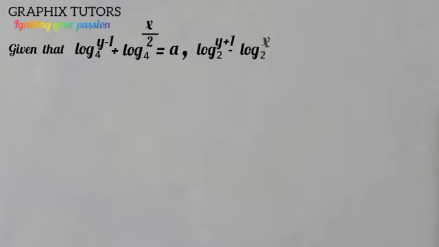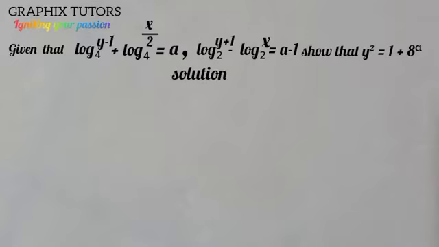If you look at the front of your screen, there's a question that is displayed that is based on logarithm. And the question goes like this. It says, given log (y minus 1) to base 4 plus log (x over 2) to base 4 equals a, comma, log (y plus 1) to base 2 minus log x to base 2 is equal to a minus 1. Show that y squared is equal to (1 plus a) to the power of a. Now you need to solve this individually.